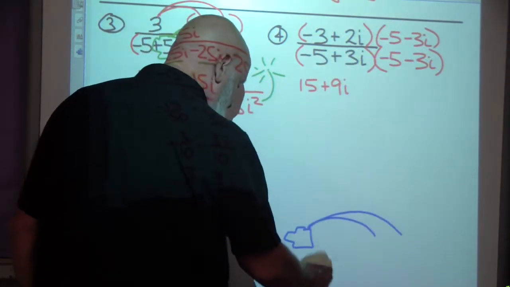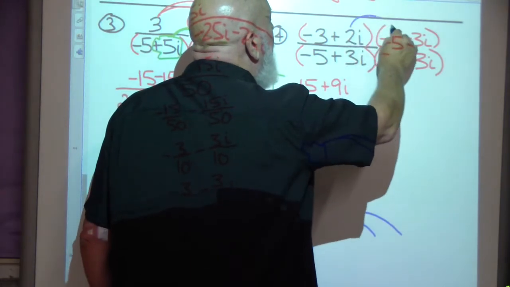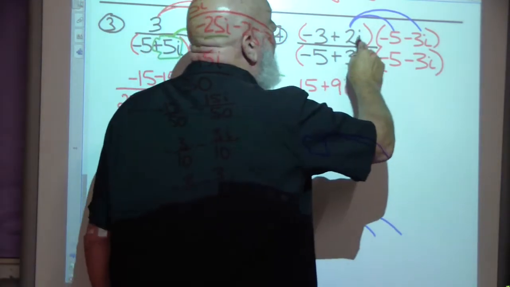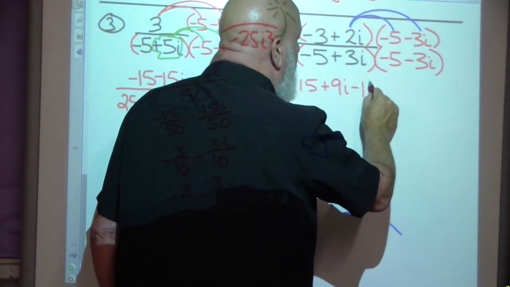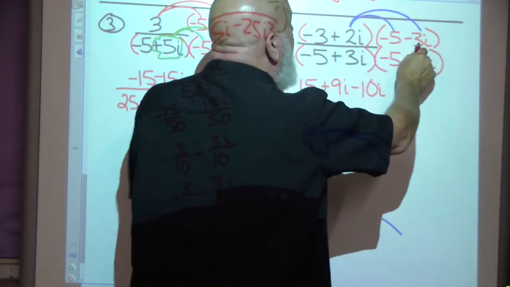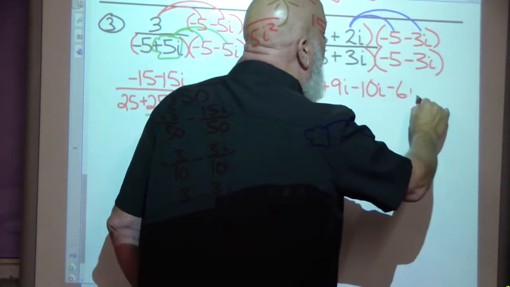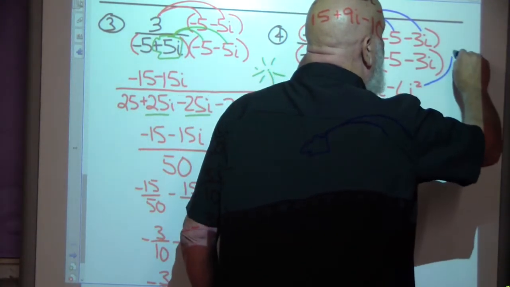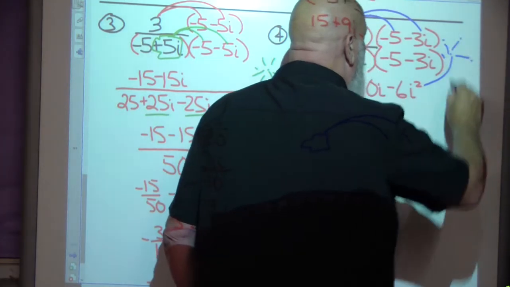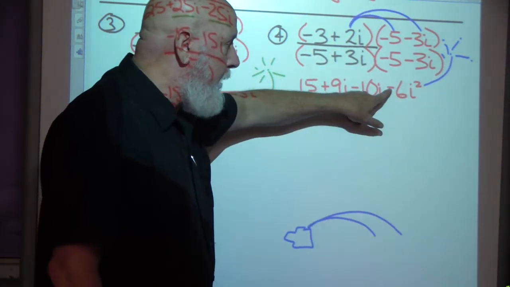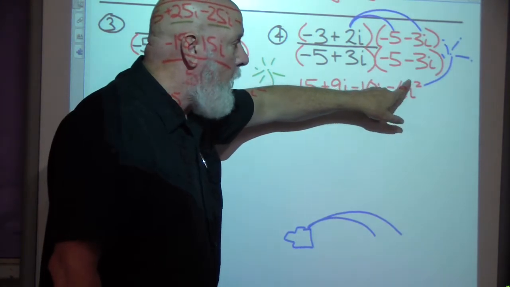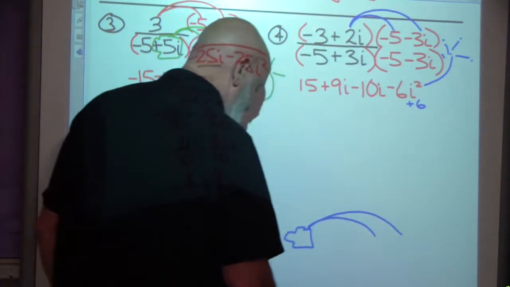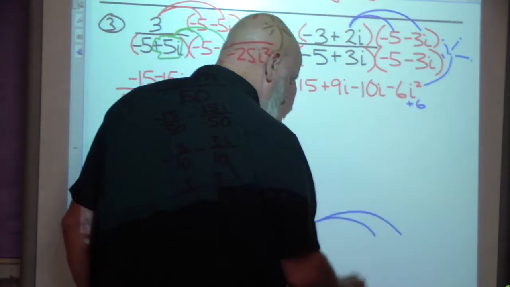And then I'm going to take the 2i and distribute it. It's positive. So I've got 2i times negative 5 is negative 10i. And 2i times negative 3i is negative 6i squared. And again, whenever we see i squared, that little flare goes off, because we've got to remember that that's a negative 1. So when I rewrite this, I'm going to consider this negative 6 times negative 1. I'm going to think of this as positive 6. Okay, that's a plus 6 right there. Negative 6 times negative 1.